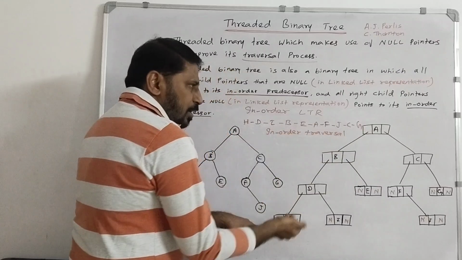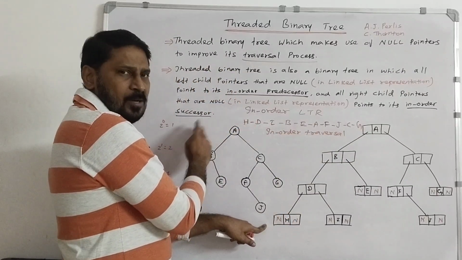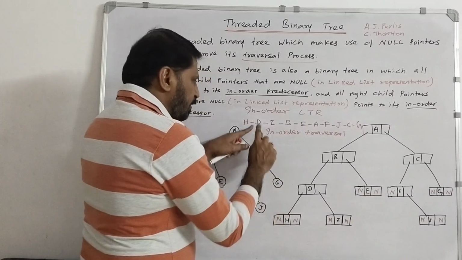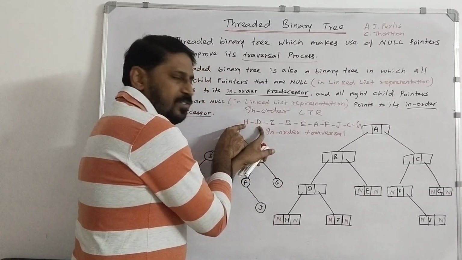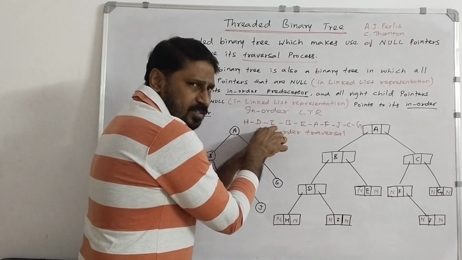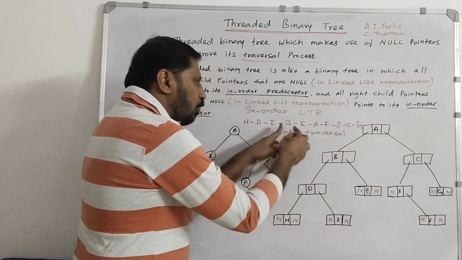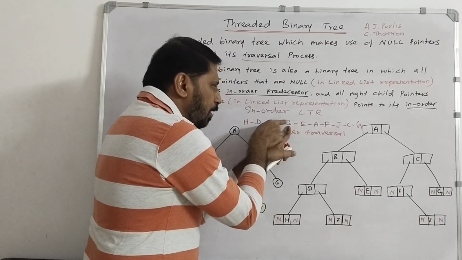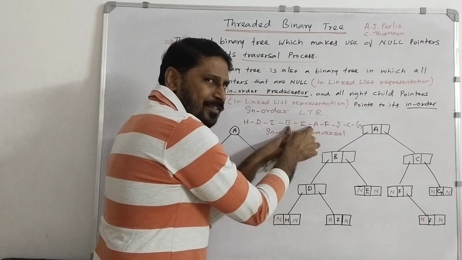The terminal nodes don't have any in order predecessor. H doesn't have any in order predecessor. What does in order predecessor mean? Suppose I am taking D: the in order predecessor is H, the in order successor is I. When we are constructing the in order traversal, suppose I am taking B: the in order predecessor of B is I, the in order successor of B is E.